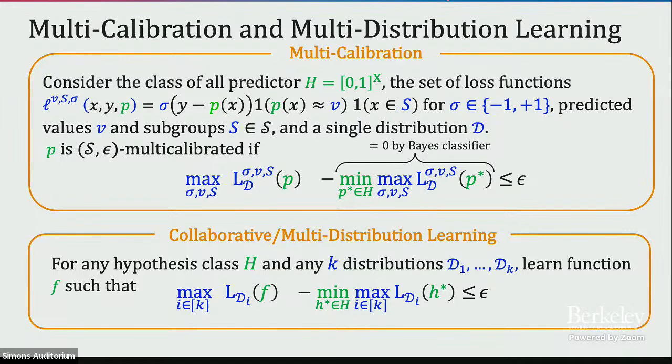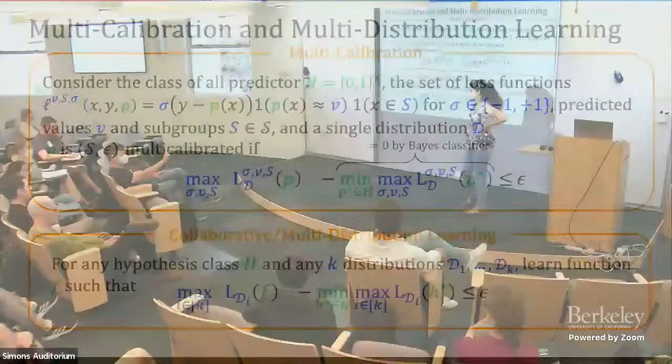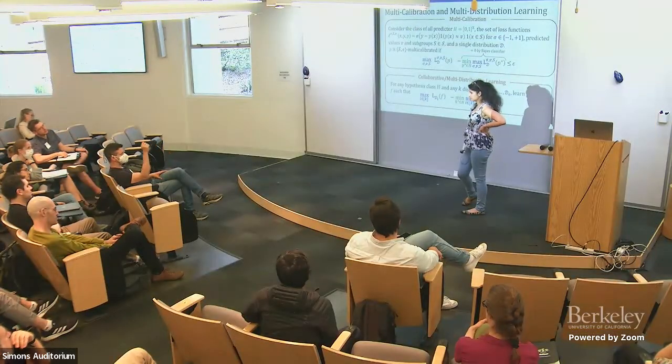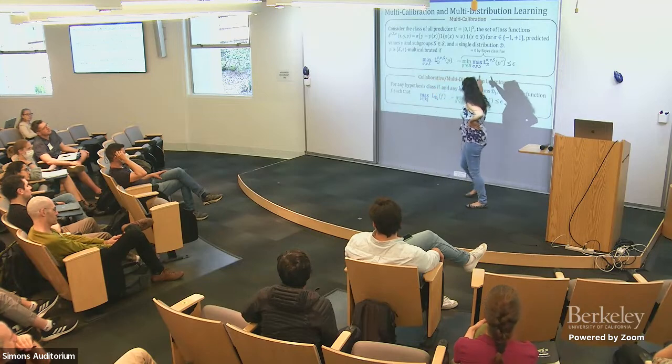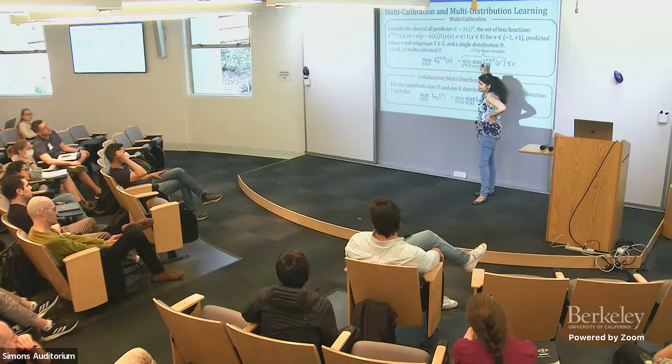Let's make sure I'm understanding. Would you also get, for the calibration, is there a multi here? Yeah, it's for all the S. And would you get the same result? Would it be possible to just fix H to be the constant classifiers? Constant classifiers. Yeah, as in you don't take X into account. This wouldn't be right anymore because you want to include at least your Bayes classifier, right?